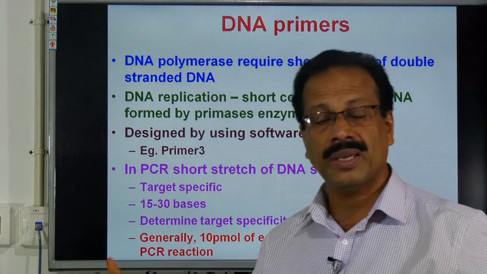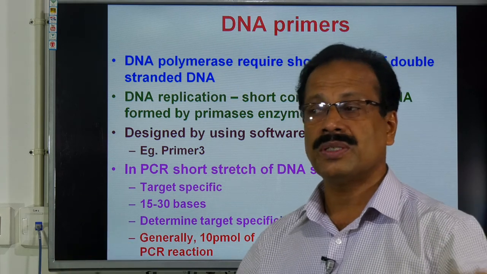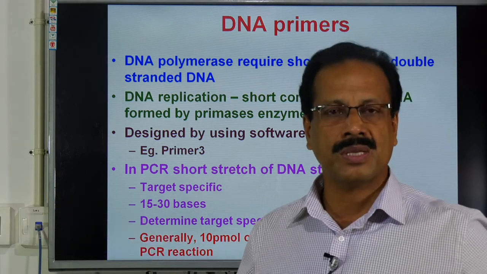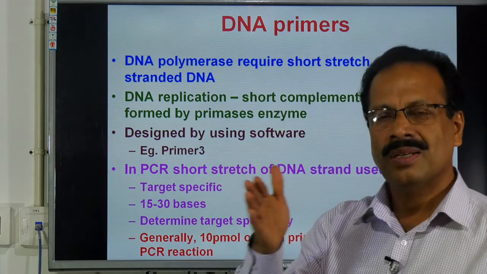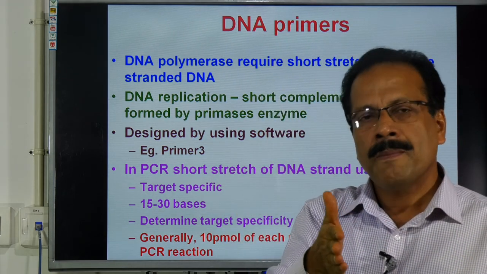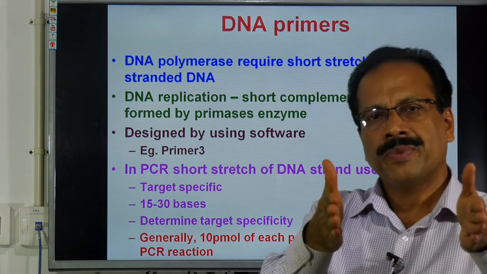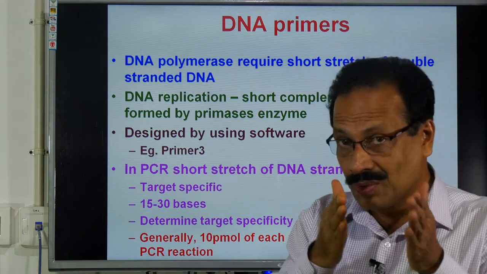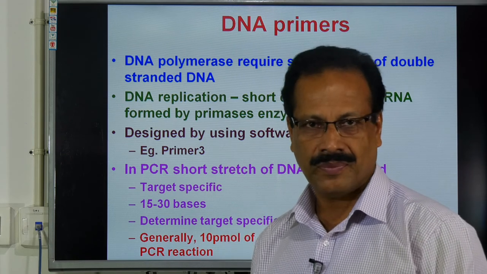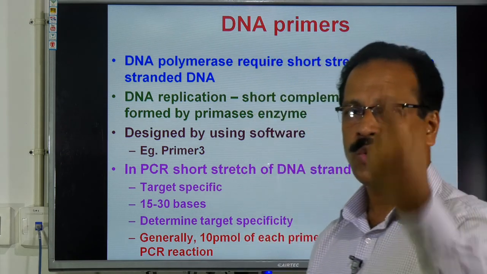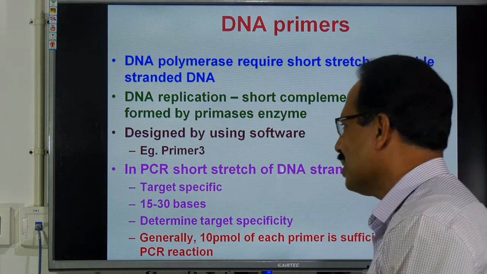But if you are amplifying the whole gene for cloning, you have to amplify from the start to the end of the gene. So there is no choice for that. You just take the initial part of the gene as the primer. Or if that part is not very good, you make a tail. That we will discuss when we are talking about primer designing.